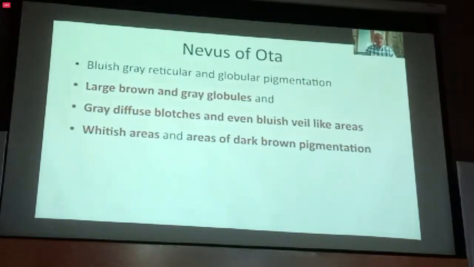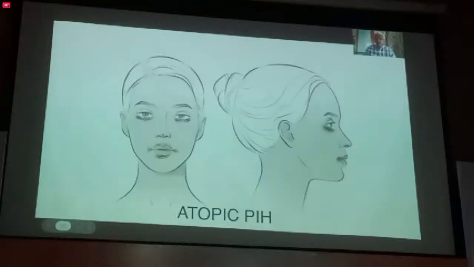In nevus of Ota, the dermoscopic pattern of brown and grey or bluish color, or sometimes even a greenish tinge to the color of these macules, is typical of nevus of Ota, and that's what nevus of Ota looks like. Look at the bluish background to this.